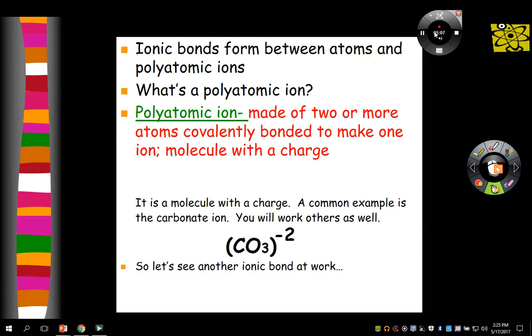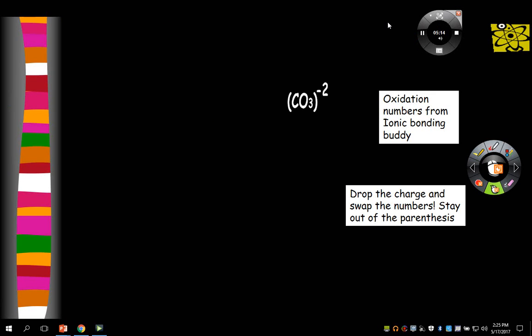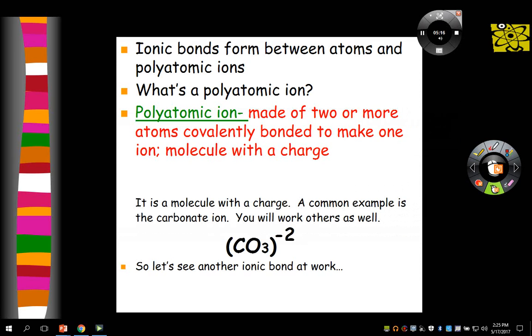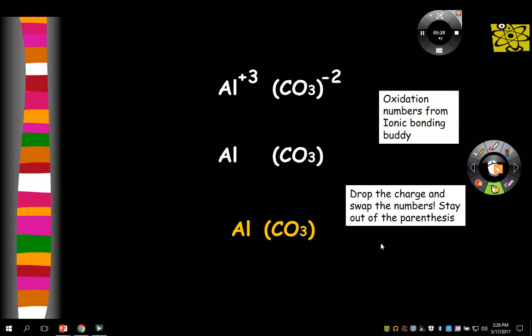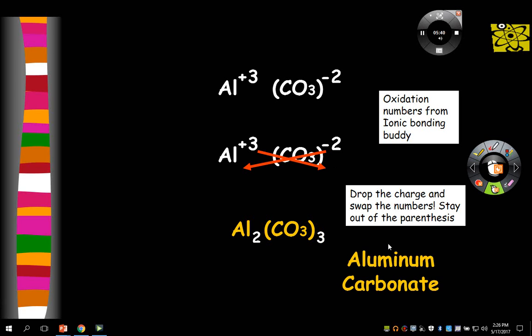So, polyatomic ions. Polyatomic ions are simply ions that are a compound of more than one atom that act together as a pair. Here you do the same drop and swap. If aluminum is a +3 and this carbonate has a -2, you're still going to drop and swap the numbers. Notice where those go.